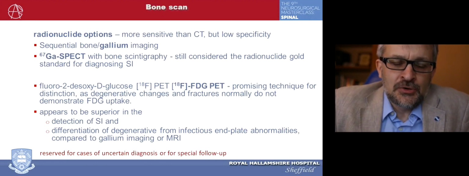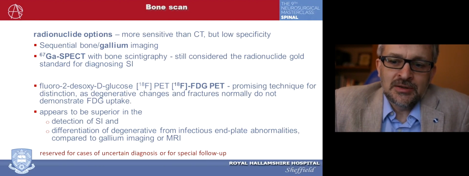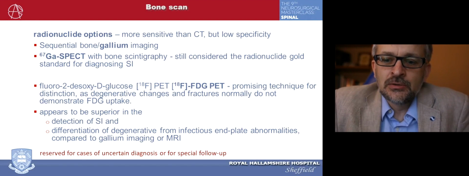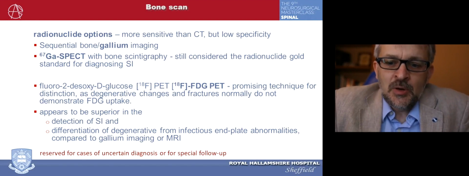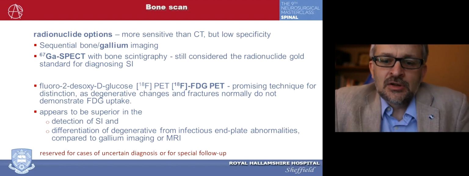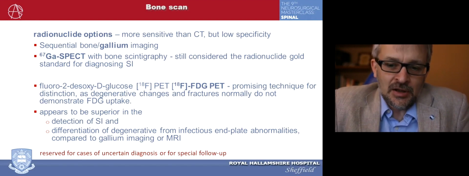Another helpful option is bone scan. I will not insist on this one, but the options we have would be 67 gallium SPECT scan or fluoro-2-deoxy-D-glucose PET scan, which may be a promising technique for differentiating between the degenerative changes, which also may look abnormal, or fractures and infection.